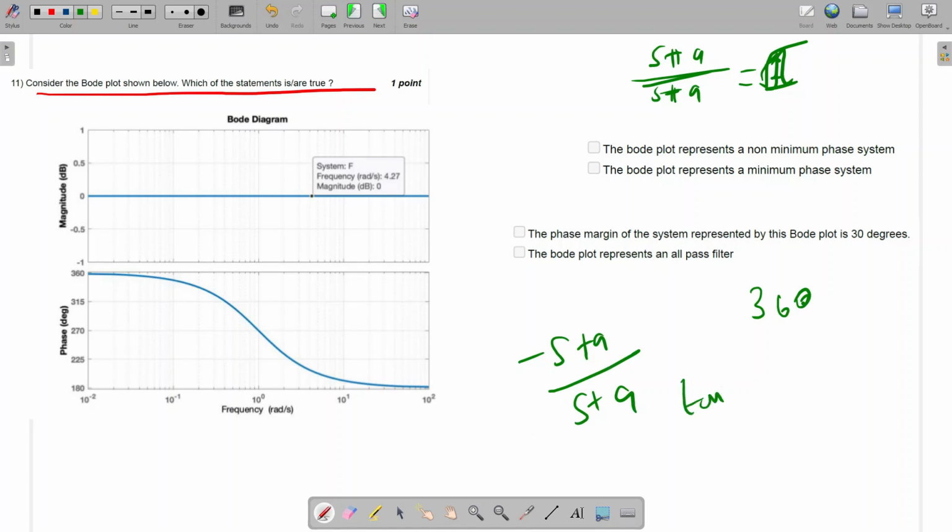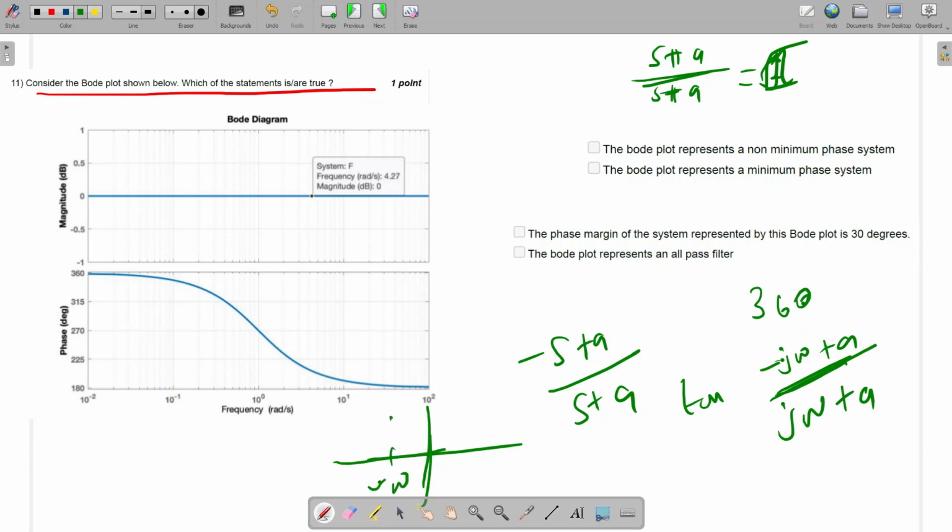Tan inverse. So minus s plus a, with s equal to j omega, I am putting first minus j omega plus a, divided by j omega plus a. So what will be the angle for this one, minus j omega plus a? That will be 180 degree minus tan inverse omega by a, correct? For this part, the angle, and this will be minus tan inverse omega by a.